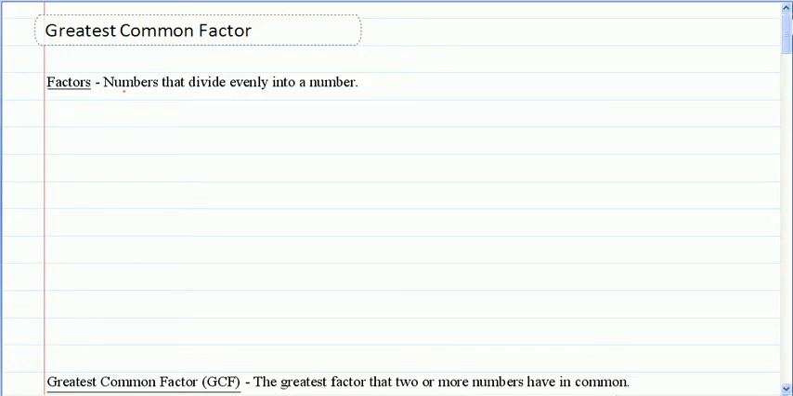In this lesson, you will learn how to find the greatest common factor. First, let's look at some definitions. And we'll start with factors. Factors are numbers that divide evenly into a number.